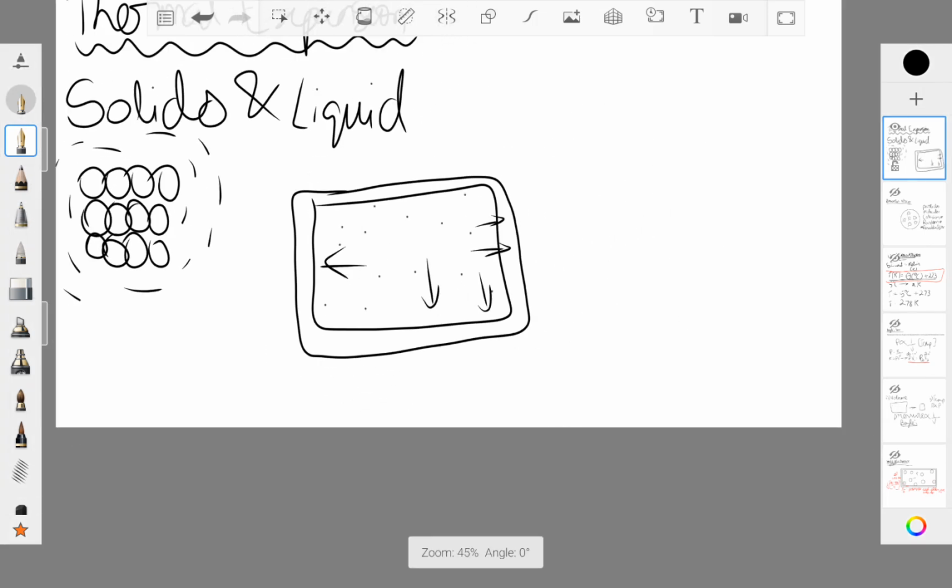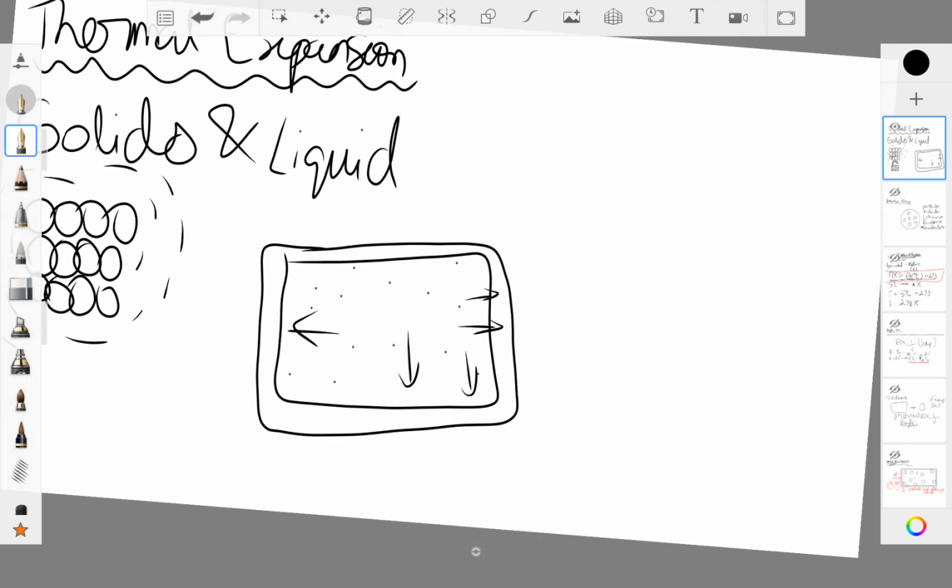Now, another thing that you need to know based on the syllabus is that gases expand more than liquids and solids because the forces of attraction between the gas molecules are much weaker than those of solids and liquids. By proxy, liquids also expand more than solids because the forces of attraction are weaker, at least compared to solids. And yeah, that's about it.